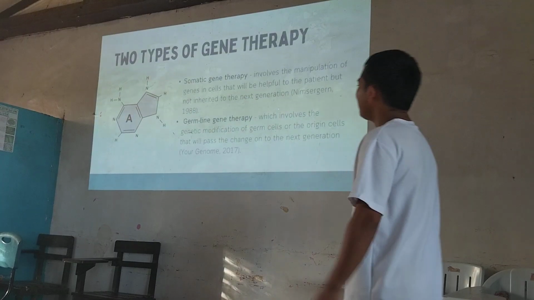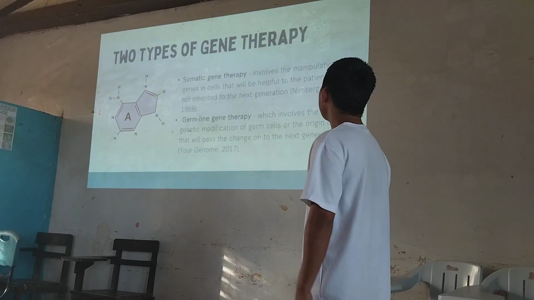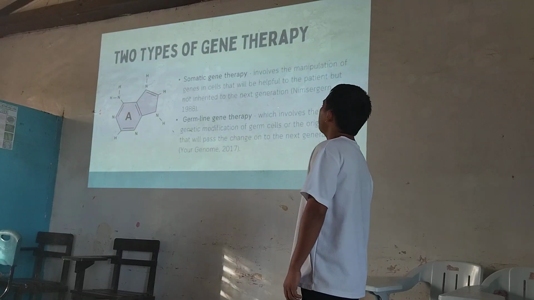Next, germline gene therapy, which involves the integration of germ cells or the origin cells that will pass the traits on to the next generation.